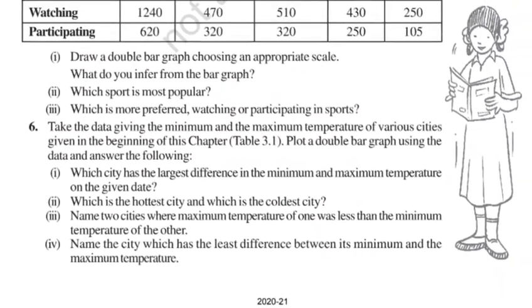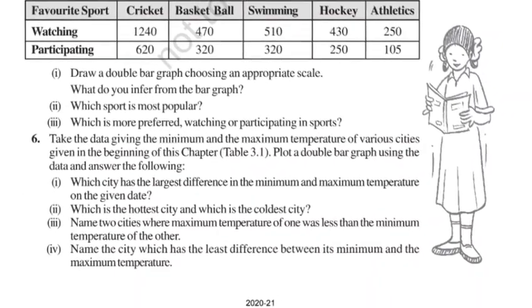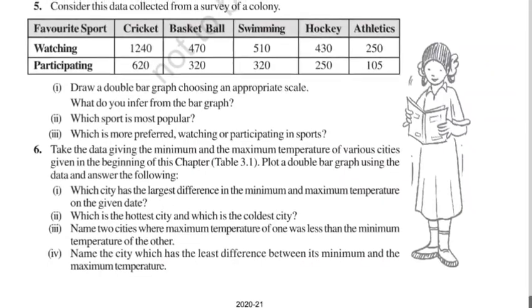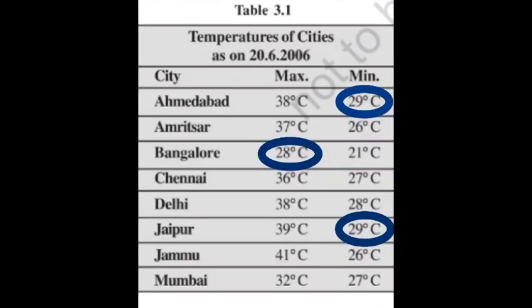Now the next question is, name two cities where the maximum temperature of one was less than the minimum temperature of the other. Dear student, here we have to find a city whose maximum temperature is less than the minimum temperature of other two cities. See student, Bangalore is a city whose maximum temperature, that is 28 degrees Celsius, is less than the minimum temperature of Ahmedabad and Jaipur. See, 28 degrees Celsius is less than 29 degrees Celsius.